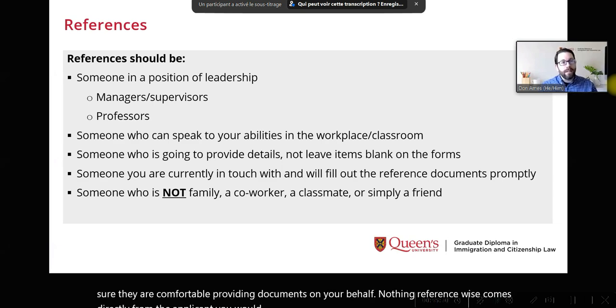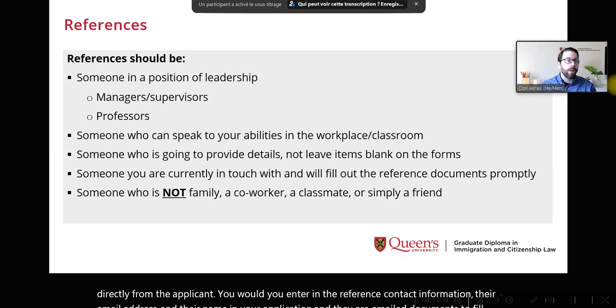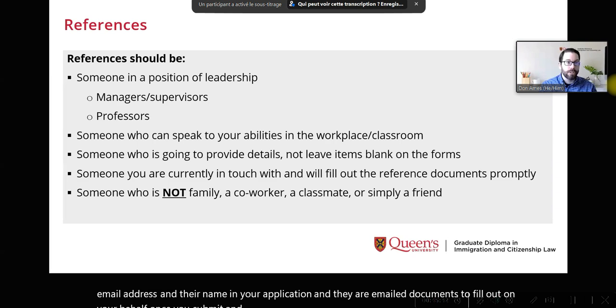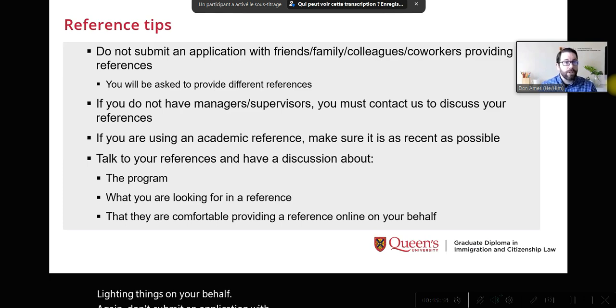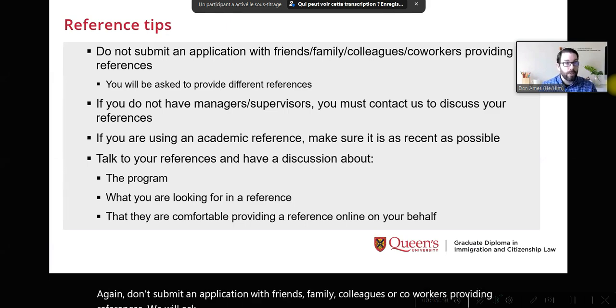You enter in the reference contact information, their email address and their name in your application, and they are emailed documents to fill out on your behalf once you submit and pay for your application. So talk to your references ahead of time, prepare them for this process, and make sure they're comfortable providing things on your behalf. Again, don't submit an application with friends, family, colleagues, or coworkers providing references. We will ask you to provide new ones.